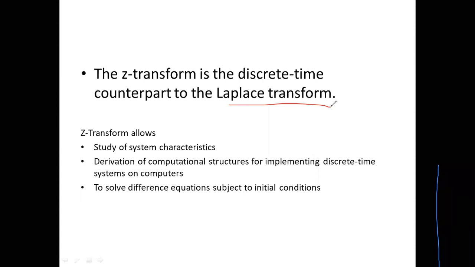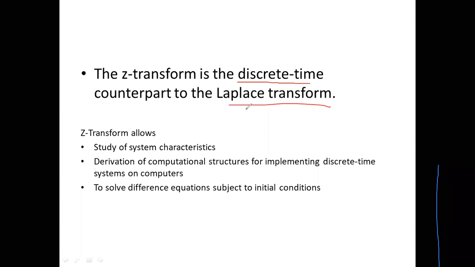And in your control systems also, what are you doing? You have topics like stability analysis, root locus, Bode plot. In all those chapters that are going to come next, you will always be manipulating in the S domain only, that is the Laplace. Unfortunately, this Laplace transform exists only for continuous time systems. So the Z transform is something similar to Laplace, but exclusively for discrete time systems.